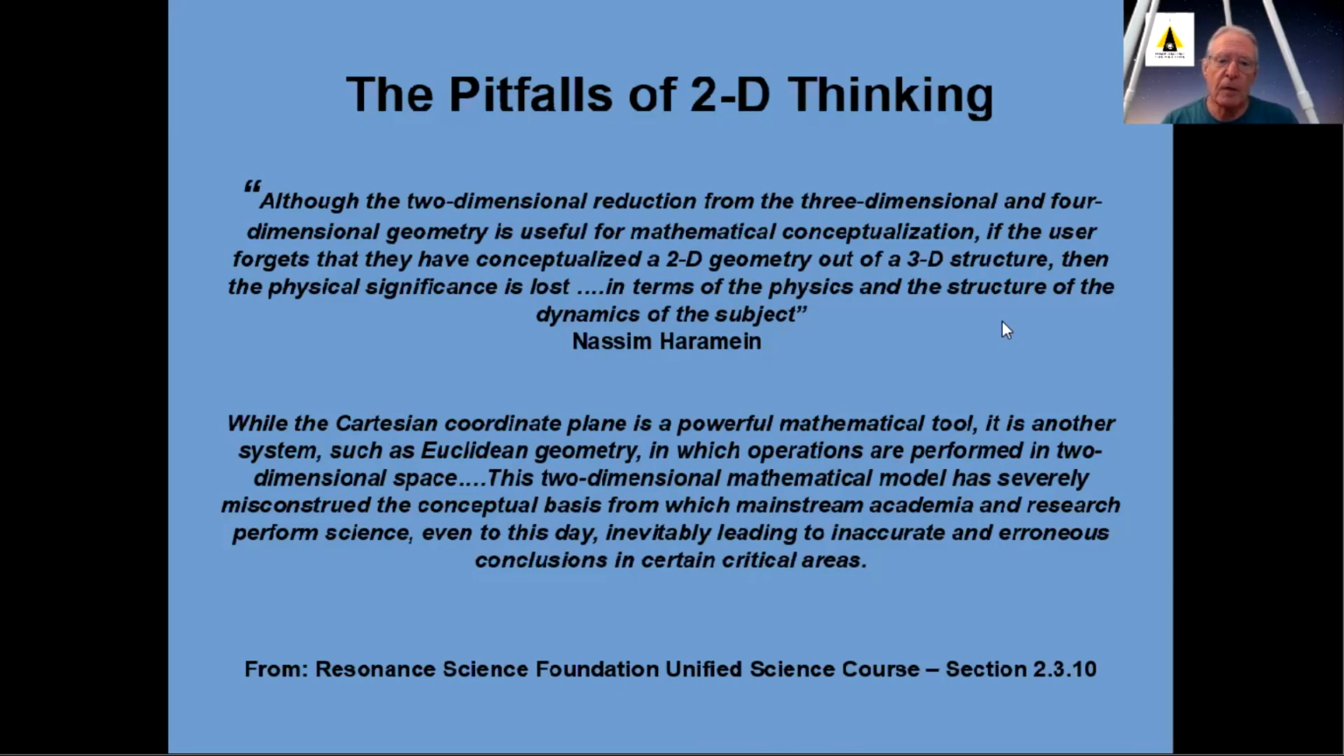And another explanation on that same page: while the Cartesian coordinate plane is a powerful mathematical tool, it is another system, such as Euclidean geometry, in which operations are performed in 2-dimensional space. This 2-dimensional mathematical model has severely misconstrued the conceptual basis from which mainstream academia and research perform science, even to this day inevitably leading to inaccurate and erroneous conclusions in certain critical areas.